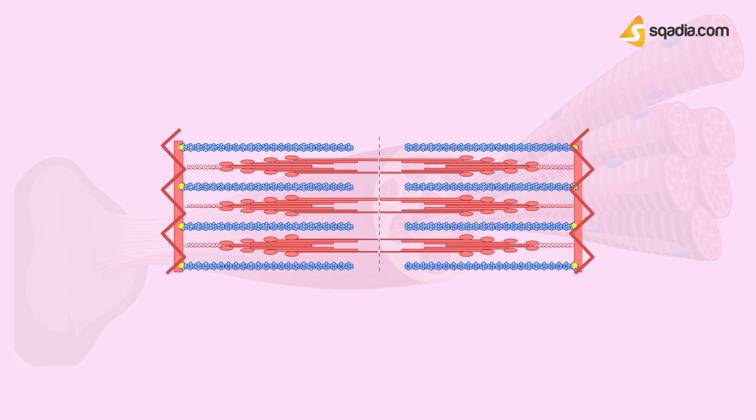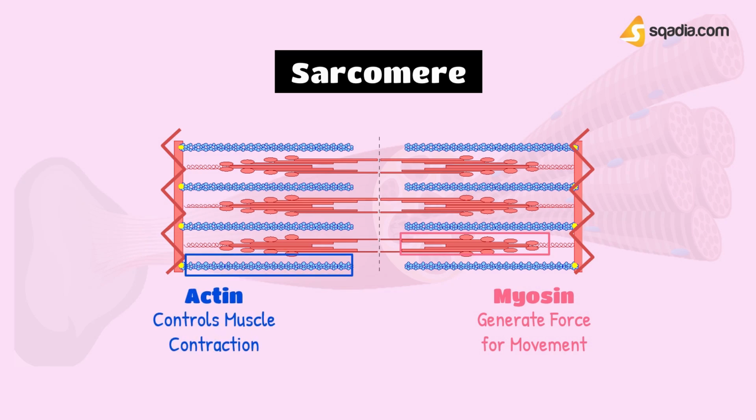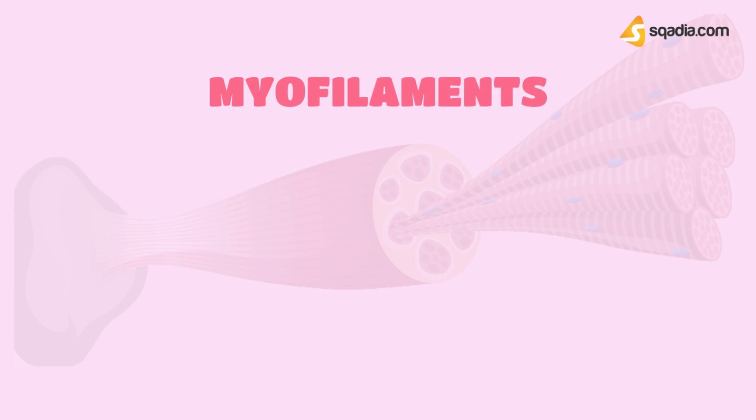The smallest unit of the skeletal muscle, known as the sarcomere, has a structure like this. Now, the main culprits responsible for the muscle contraction are two myofilaments. These myofilaments are myosin and actin. To learn the whole mechanism of muscle contraction, let us look at the structure of both these molecules.